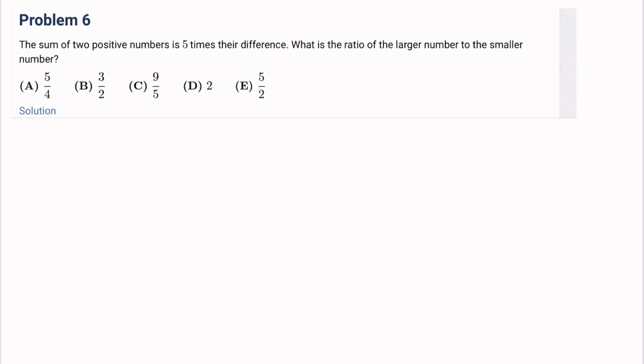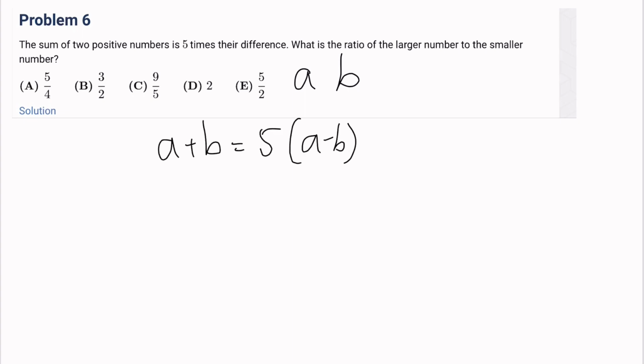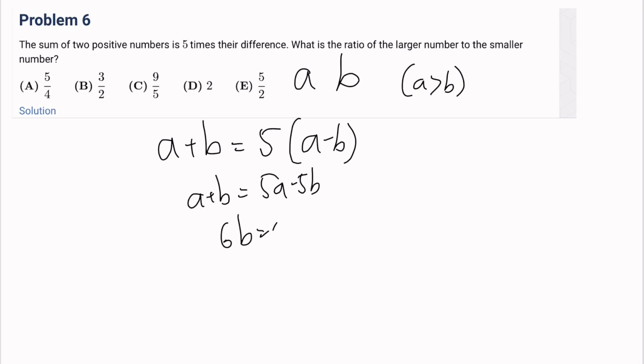Number 6, the sum of 2 positive numbers is 5 times their difference. What is the ratio of the larger number to the smaller number? Okay, so let's say that these numbers are A and B. So the sum of 2 positive numbers is 5 times their difference. And let's say A is greater than B, so that way this will be a positive number. And this will also be a positive number, right? And so A plus B equals 5A minus 5B, so 6B equals 4A.